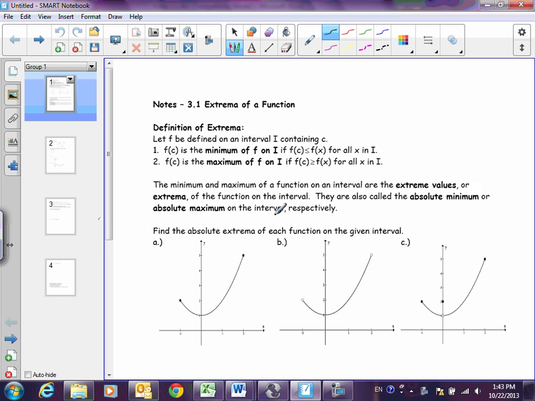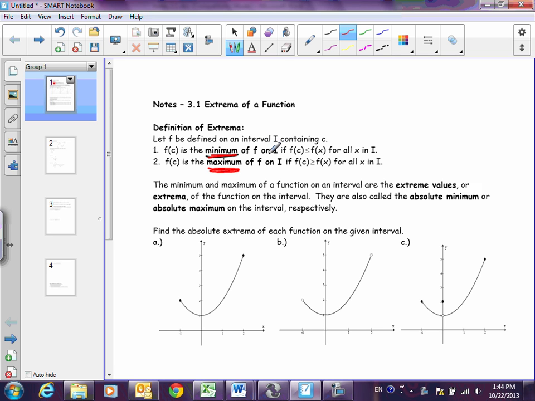This is Unit 3. What we're going to start out doing is talking about extrema. When I say extrema, I'm talking about minimums and maximums. Minimums and maximums. Anytime you see this capital I, it means an interval.